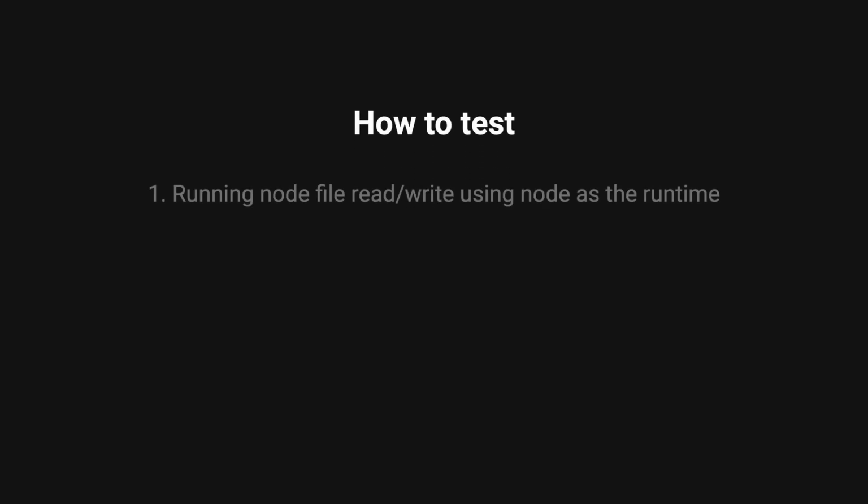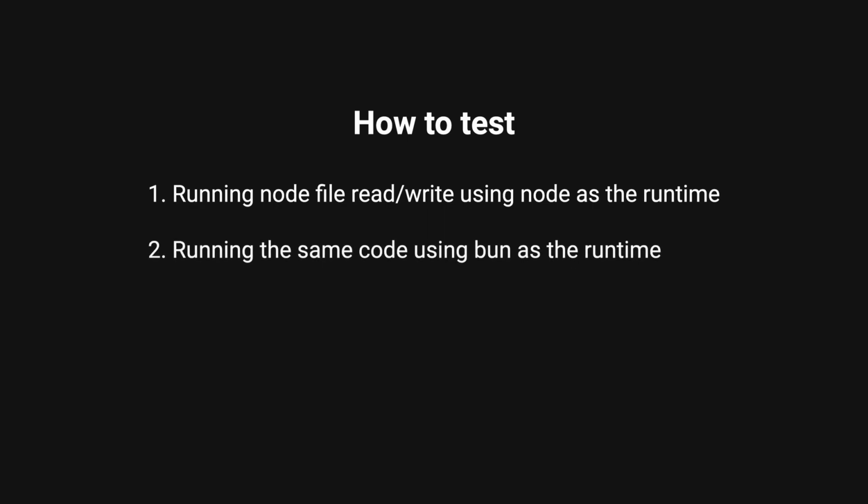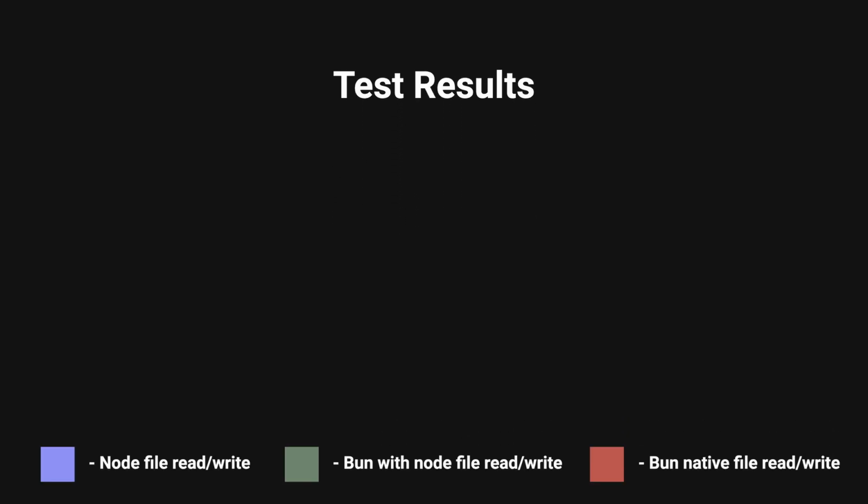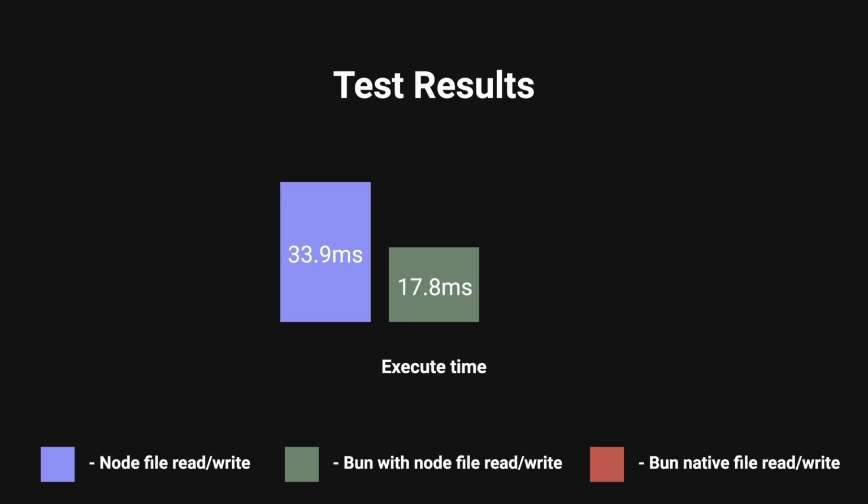For this test, we will be performing three different tests: running Node file read and write using Node as a runtime, running the same code using Bun as a runtime, and running Bun's native file read and write with Bun as a runtime. The results are actually quite good for Bun in this testing. When running Node file read and write using the Bun runtime, it was around 1.52 times faster than the Node runtime. And when running Bun's native file read and write implementation, it was 2.86 times faster than running Node's native file read and write using Node as the runtime.